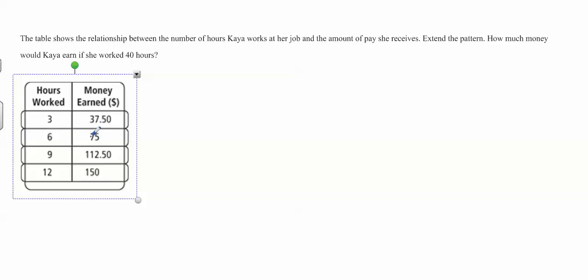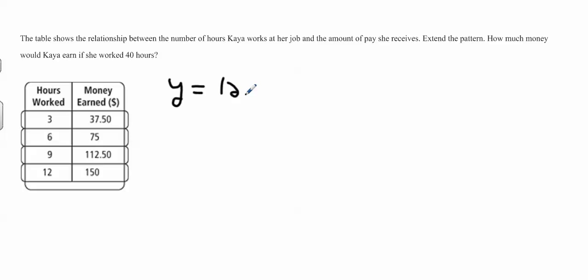If I look at 6 comma 75 and 12 comma 150, I can see some sort of pattern going on there. What is it that is constantly going on? I would pause the video and think if you can come up with something. Did you come up with something yet? Well, it looks like these are 12.5 each. So I could technically write an equation like y equals 12.5x. That 12.5x, that's the hours worked.